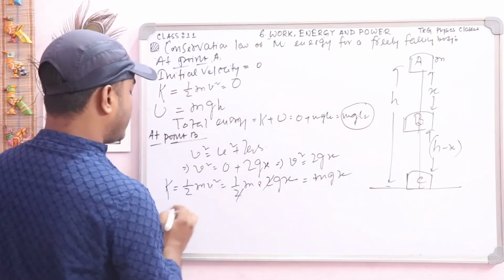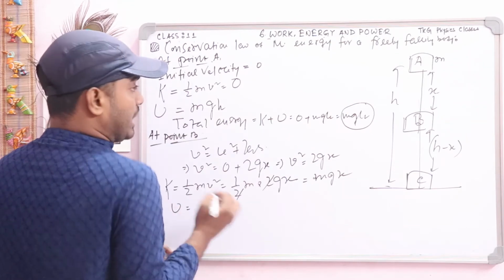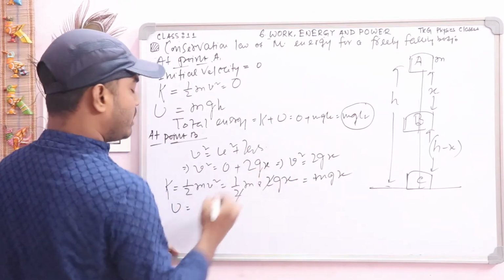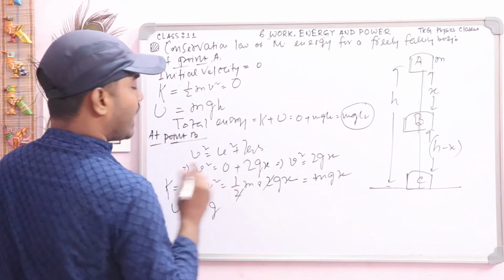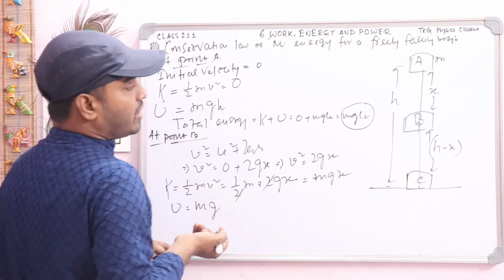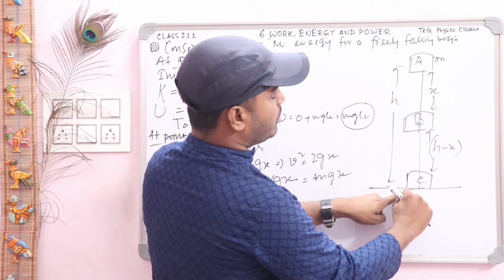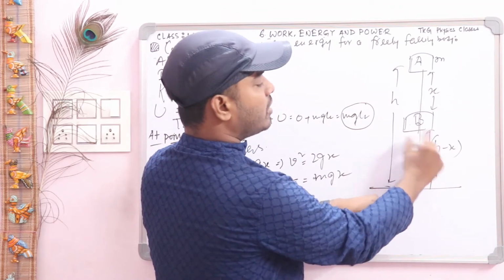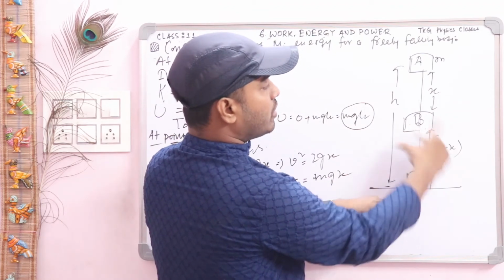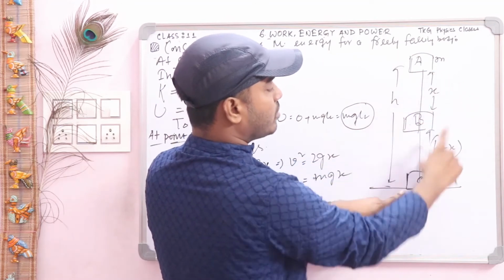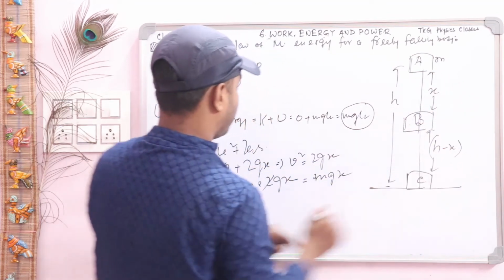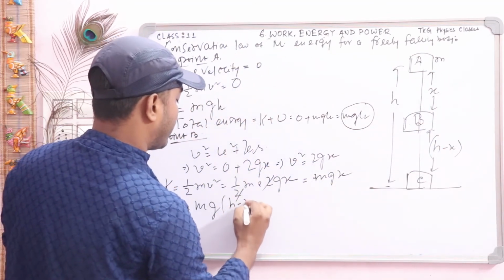Now you find out the potential energy U, that is mass into g, that is mg, and what is the height here? For the body at position B, the height of the body with respect to the ground is the total height h minus x. So that is h minus x.